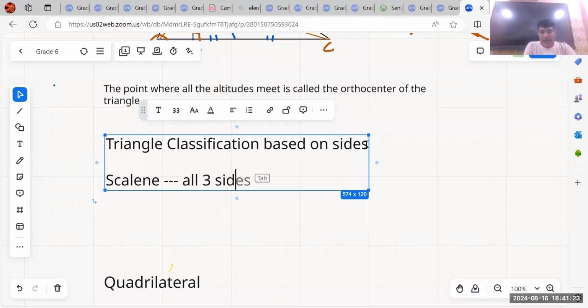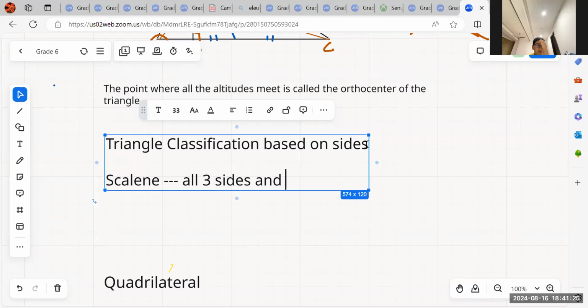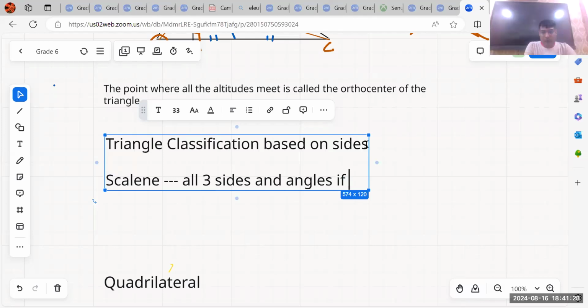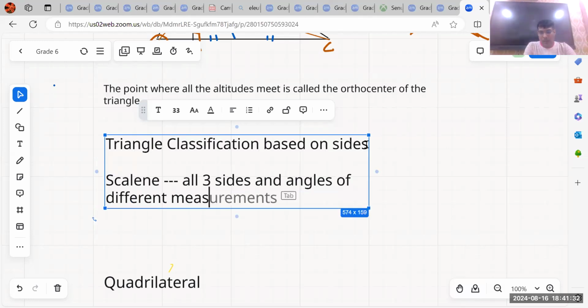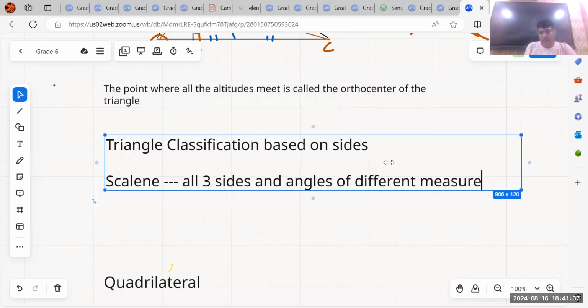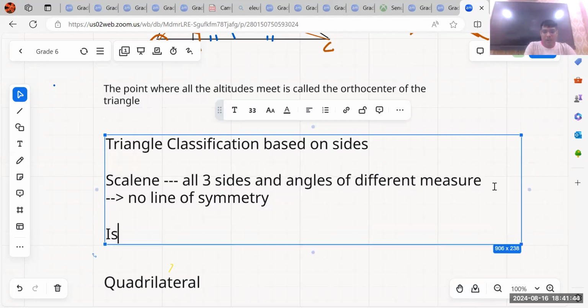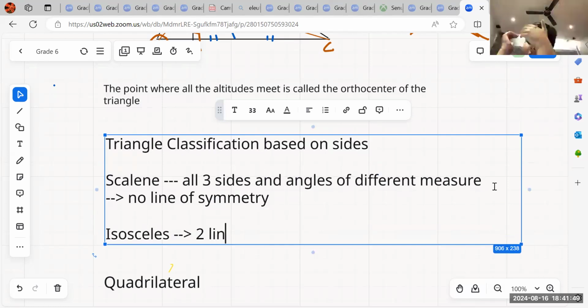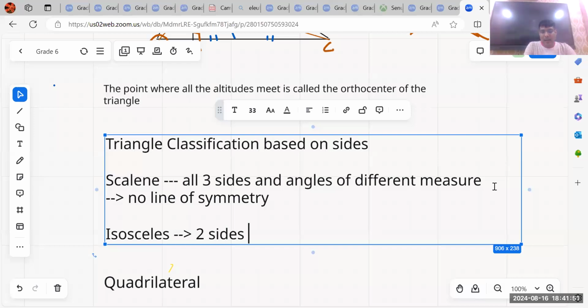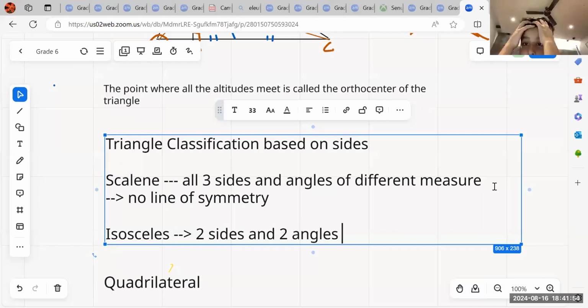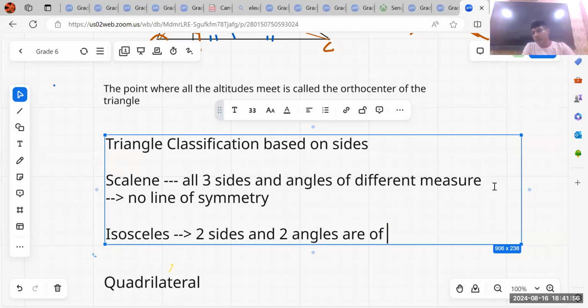In a scalene triangle all 3 sides and angles are of different measure, and it will have no line of symmetry. Then we have isosceles. Two sides and two angles are equal. There will be no medians in scalene, right?